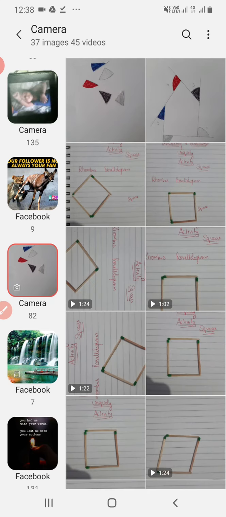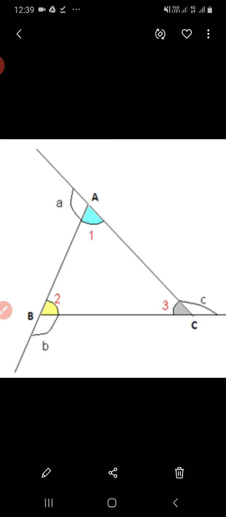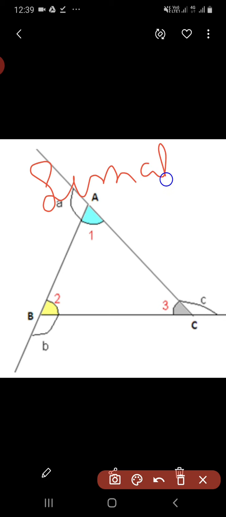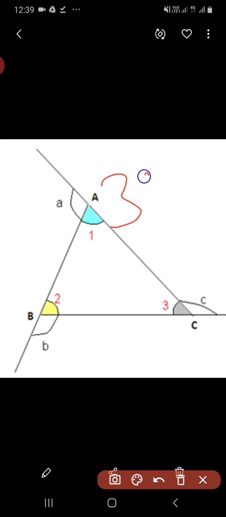So here we can conclude that the sum of the exterior angles of any polygon is always 360 degrees. So what we have learned, the sum of exterior angles of any polygon, take any polygon like triangle, pentagon, quadrilateral, hexagon. You can take any example, and if you add these exterior angles, you will always find that the sum of the exterior angles of any polygon comes out to be 360 degrees.